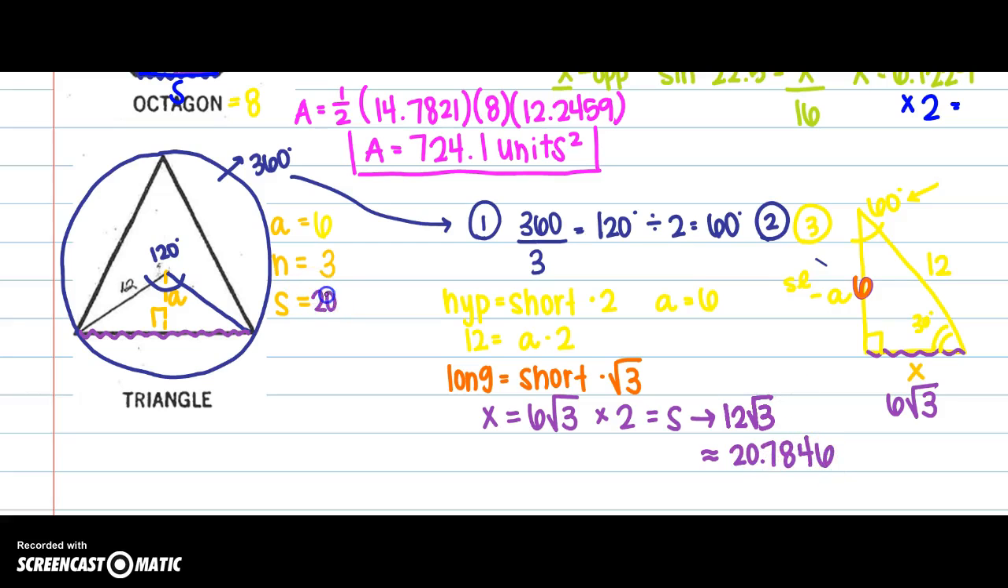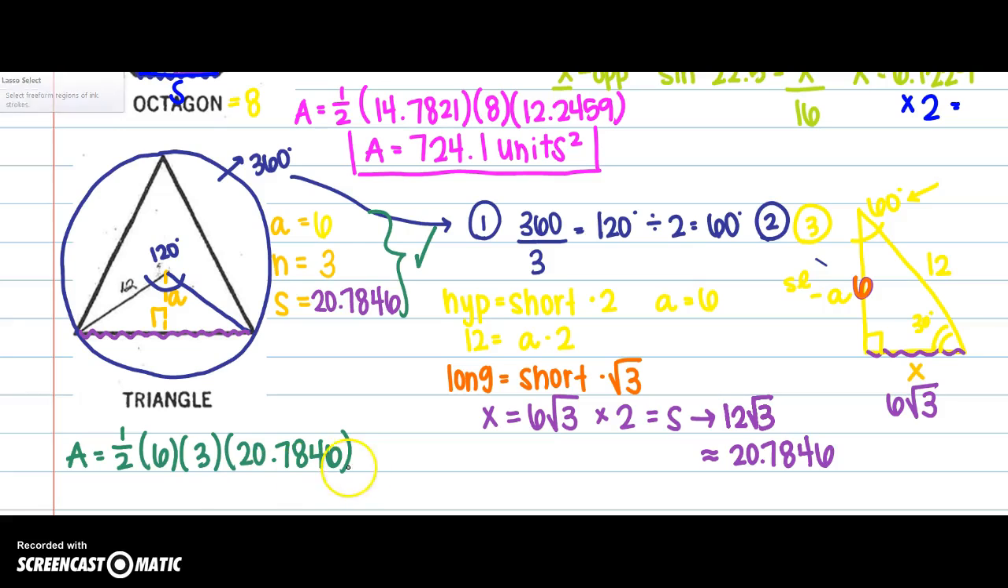So, now that I am finished, I have all three things, so now I can plug it into my area formula. 1/2 times my A times my N times my S. So when I do that, my area is approximately 187.1 units squared.